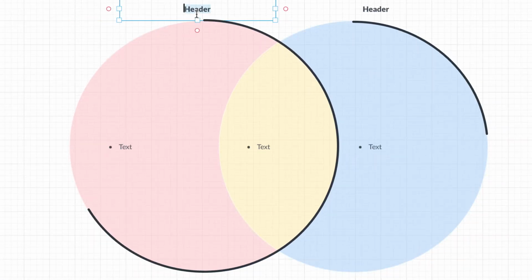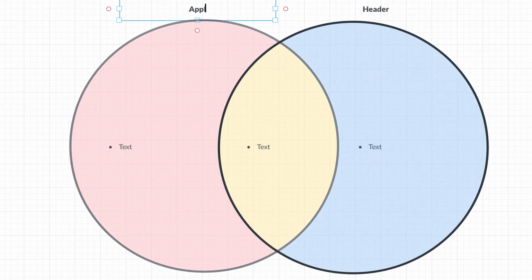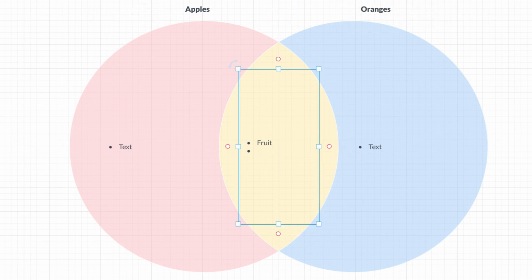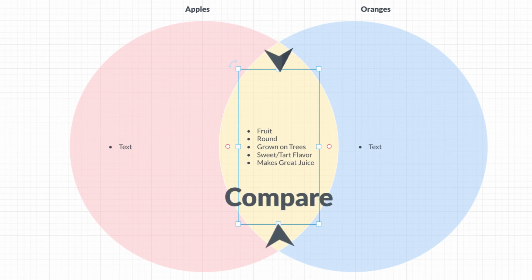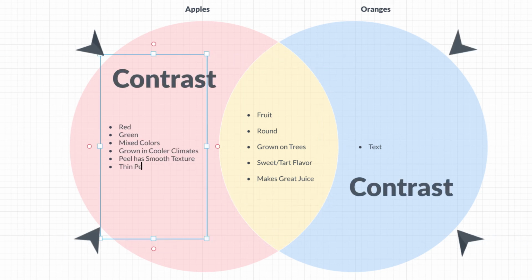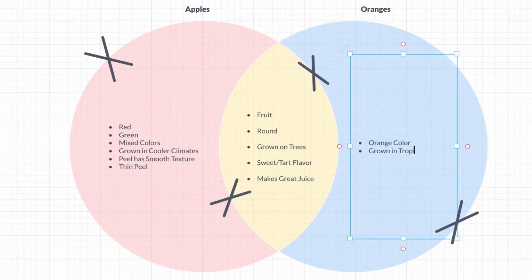We have our two overlapping circles with enough room to add text in each inner and outer sections. And we have the headers here to label our circles. With Venn diagrams, we always use the inner section to include items that both topics have in common. This is the compare side of things. The outer sections only include items that the other topic doesn't have. That's the contrasting side. Nothing ever goes on the borders.